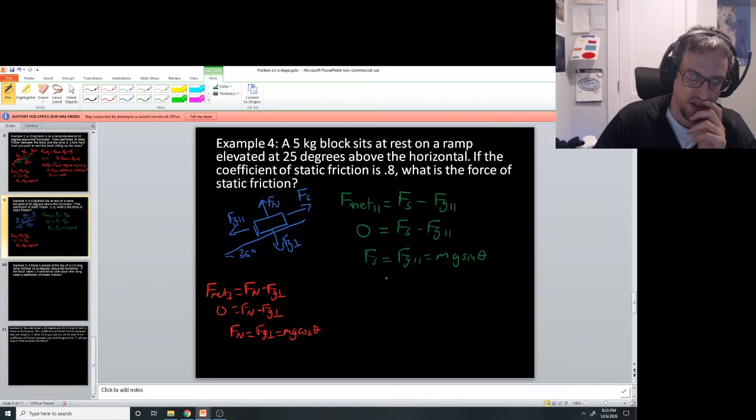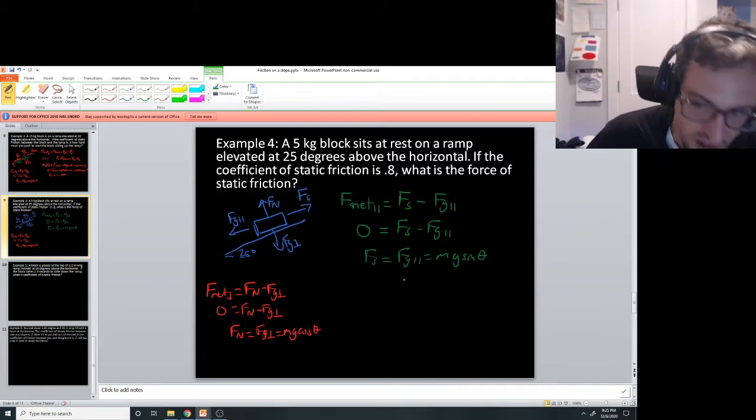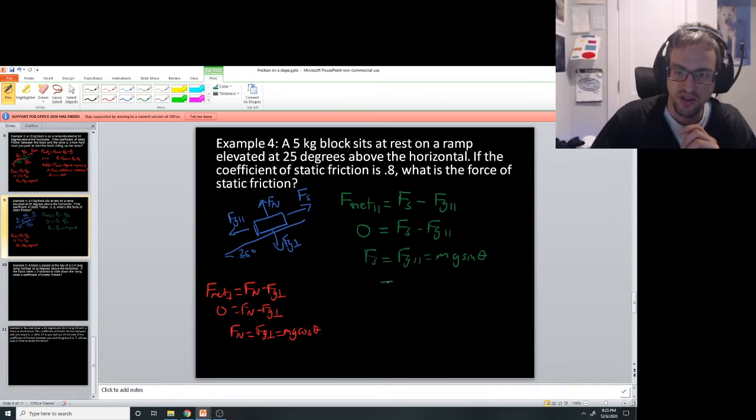This is going to be either 20.7 or 20.2. I can't really read whether it's 20.7 or 20.2. Let's say 7 newtons. Now notice, this is not the same as Fs max, right? Fs max for this is going to be some larger number.